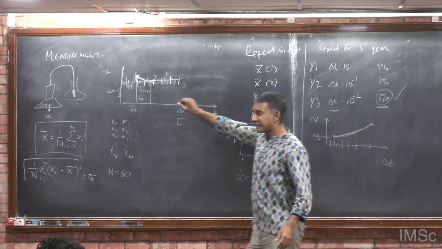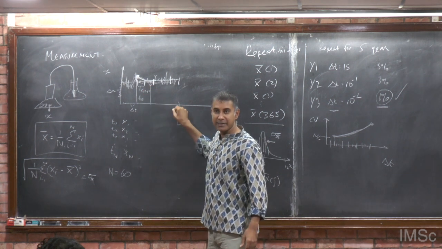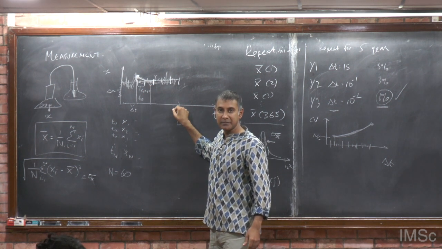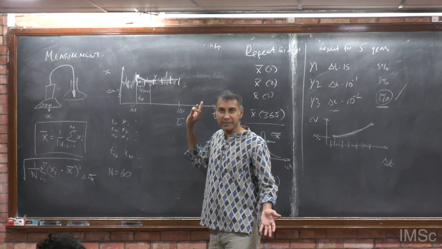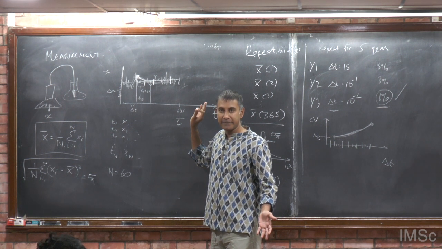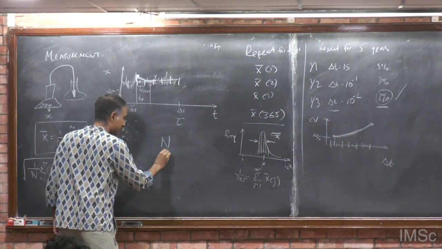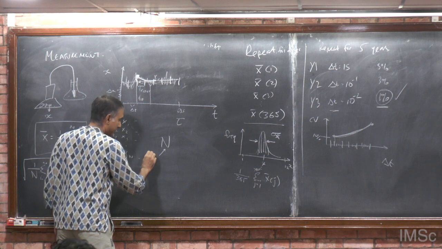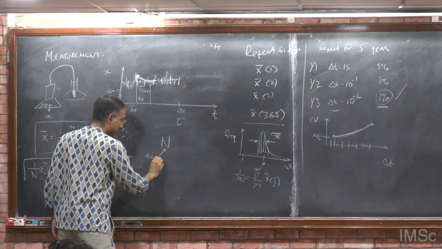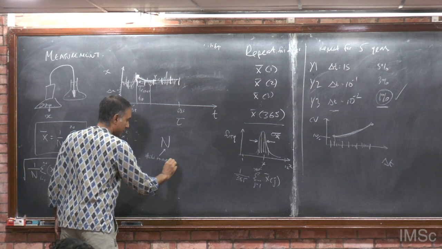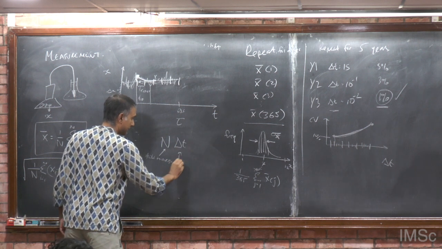Yeah, if my delta t is 10 seconds, I only get 6 observations, because I want to finish my measurement in 60 seconds. So there's a trade-off here. There's n, the number of observations to average. There's delta t, which is the resolution.